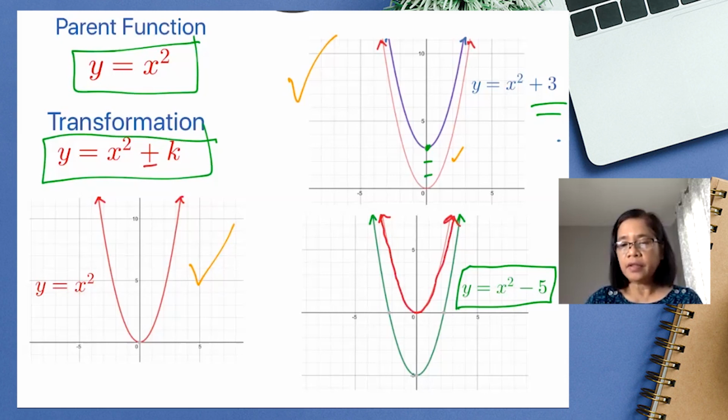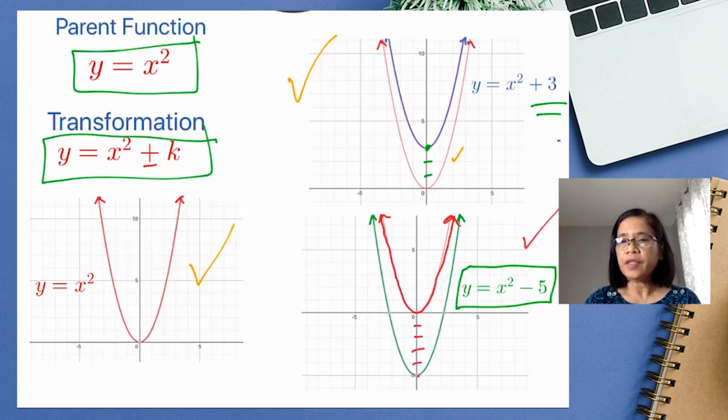So notice the translation, you have x squared minus 5. Which means that all points on this red graph will be moved 5 units down. So the green parabola is now the graph of y equals x squared minus 5. So take note, if the value of k is changed, plus or minus, any value, then the effect is a vertical shift. Plus k means k units up, minus k means k units down.